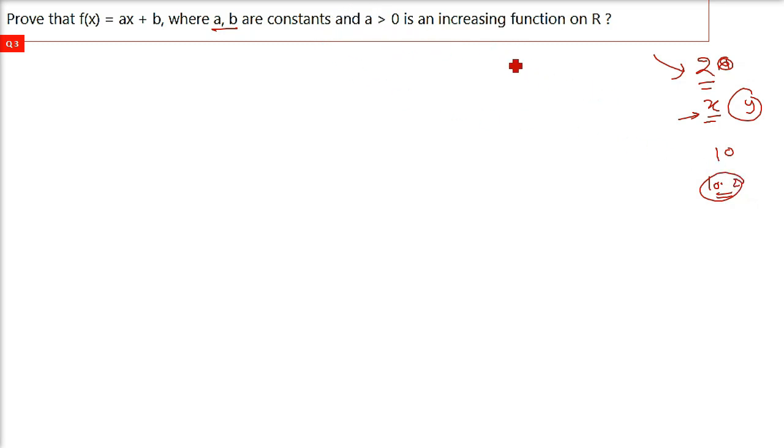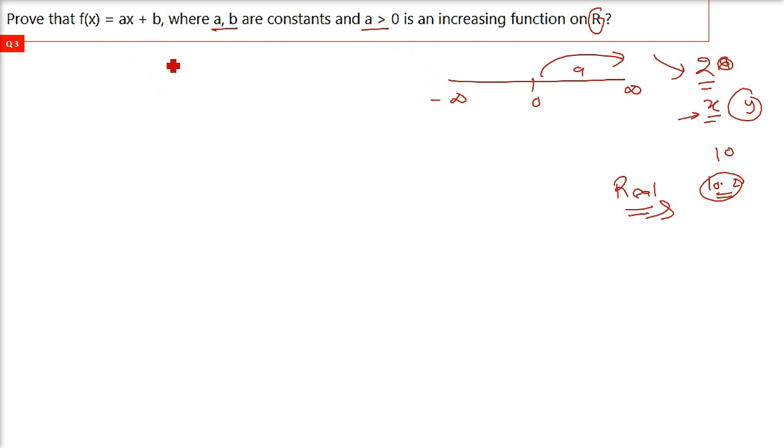And here it is saying that a is greater than 0. Again, if a number line is there, a always lies between 0 and infinity, so it will always have a positive value. So you have to show that the function ax plus b, where a and b are constants and a is greater than 0, is an increasing function on R. R is what? The real numbers. Any number which can be represented on a real number line is a real number. It will have decimal values, positive values, negative values. So this a is greater than 0 is also very important in solving this question.